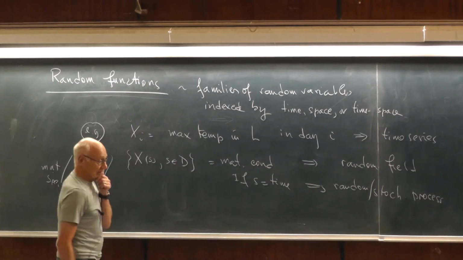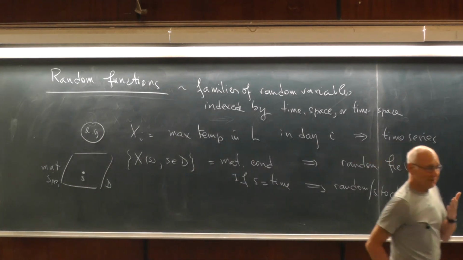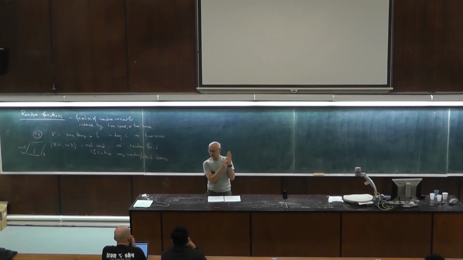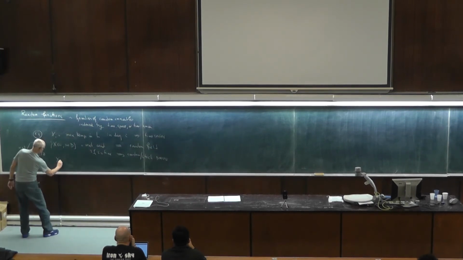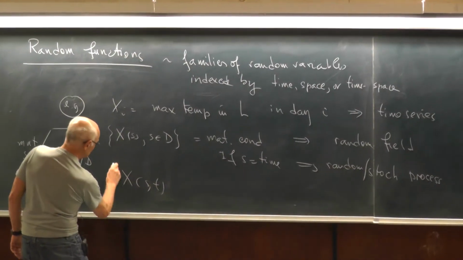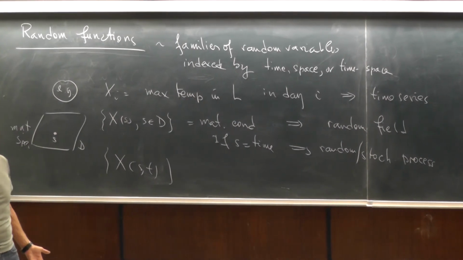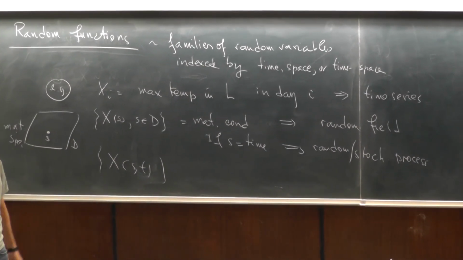And finally, think of another example. If X represents, this is the face of a building, for example, and what you measure at a location on the building, the pressure, wind pressure, so that wind pressure depends on the location and the time. So X can be a family depending on location and time. Such family is referred to as random function of time and space, or time-space random function.